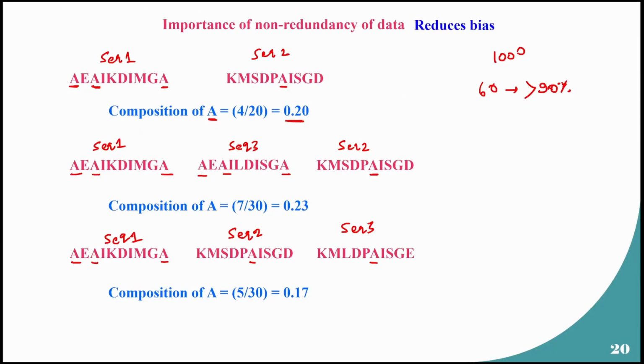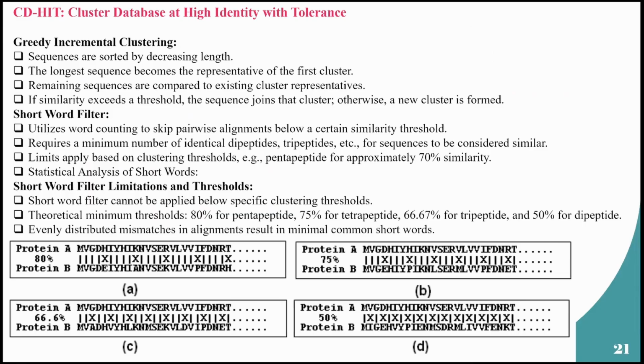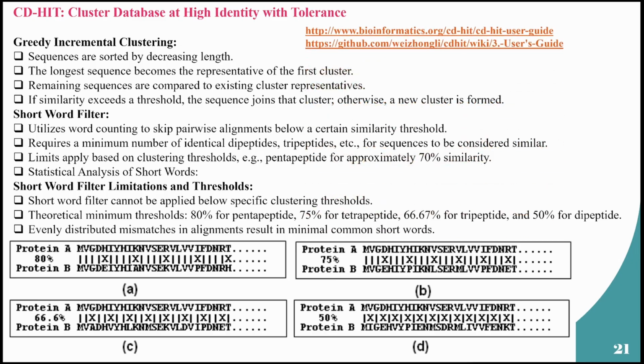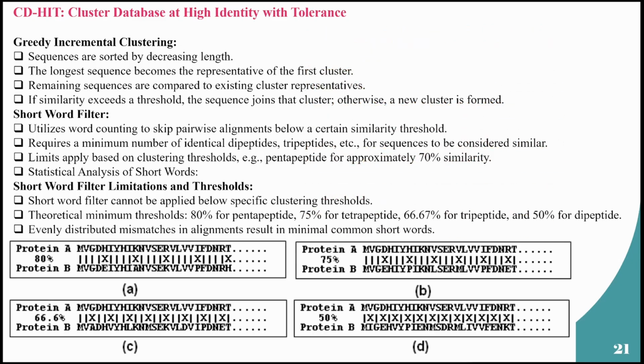One particular software or program that Professor Gromiha mentioned for reducing this kind of data sets, can anybody remember what was the name of the software or the program? CD-HIT. Yes, CD-HIT, right? So CD-HIT was mentioned by Professor Gromiha, and CD-HIT stands for Cluster Database at High Identity with Tolerance, right? Now, what is the process of CD-HIT?